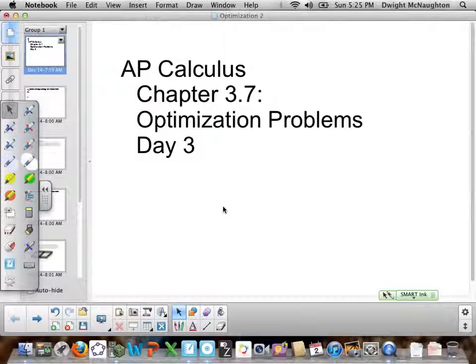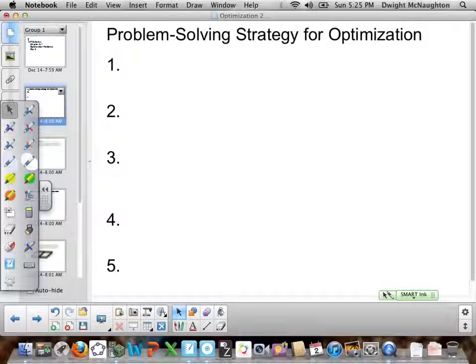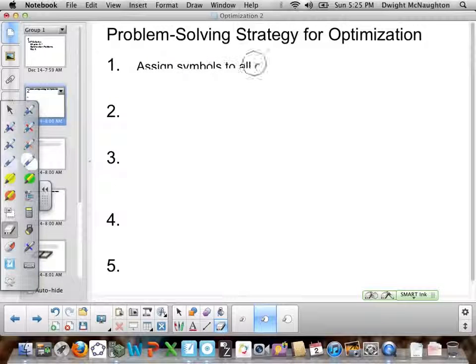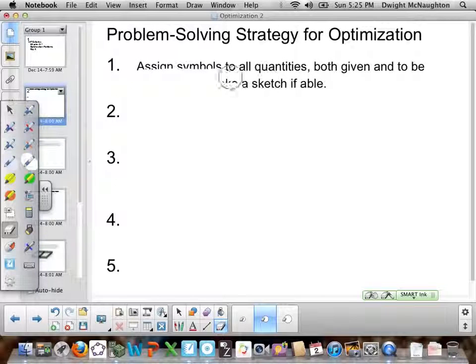Chapter 3.7, Optimization Problems, Day 3. Now remember, optimization is finding the maximum or minimum of a situation. A few steps. 1. Variables. Assign them to all your quantities. If possible, make a sketch.